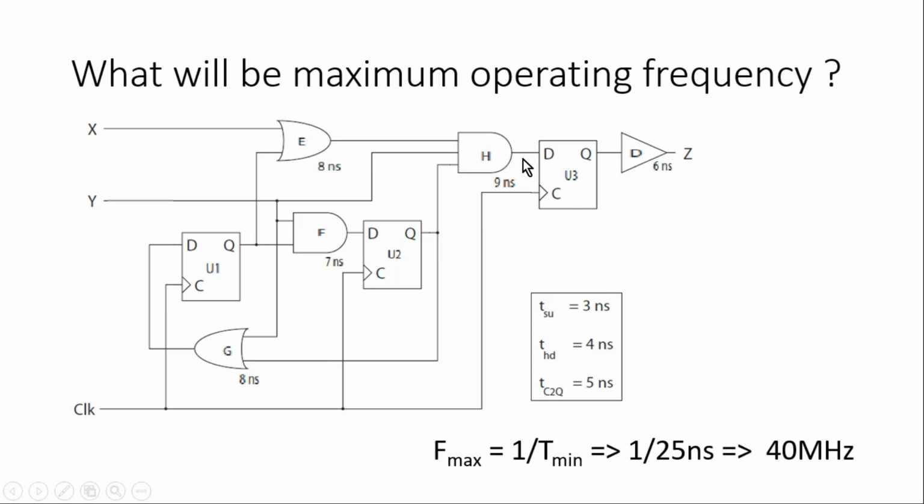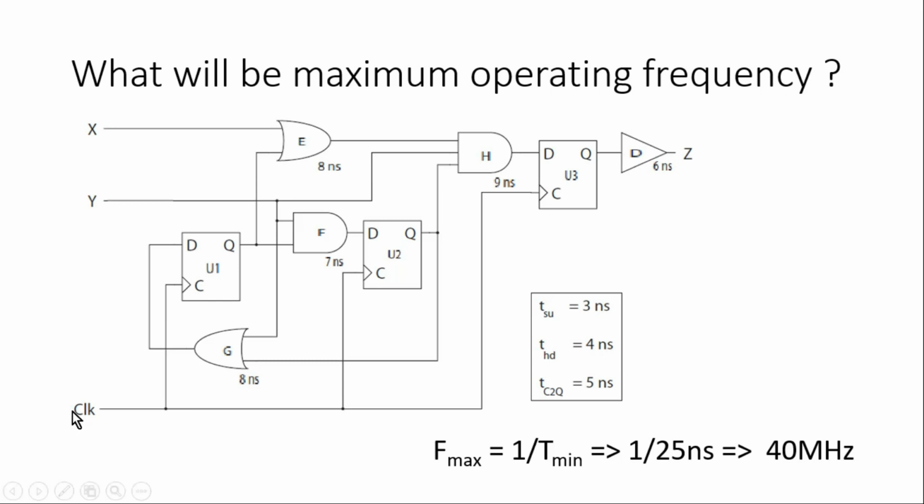So we have enough time to settle the value before the next clock edge, because we know that the time period is 25 nanosecond and we will get the next clock edge here. And whatever value will be available, that will be passed at the output of U3. So this is the proper functionality of this critical path.